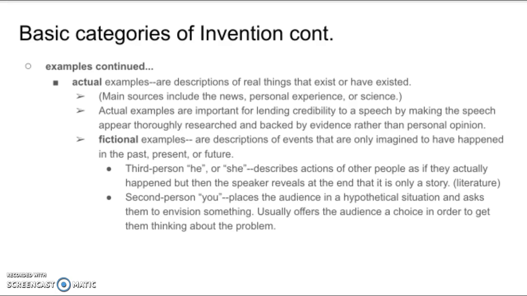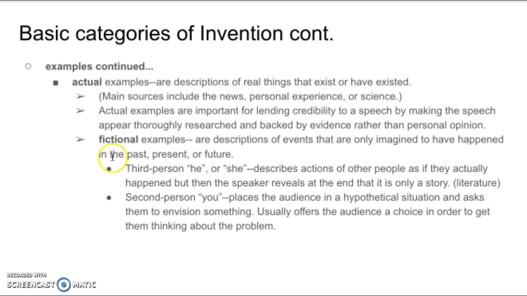Now, there are several different types of examples. For example, we can have what we call actual examples, and these are descriptions of real things that have existed or that currently exist. Main sources for these kinds of examples include the news, personal experience, or scientific discovery. Actual examples are important for lending credibility to a speech and by making the speech appear thoroughly researched and backed by evidence rather than just personal opinion. So examples are very useful and helpful in building the logos, the argumentation portion of our speech.